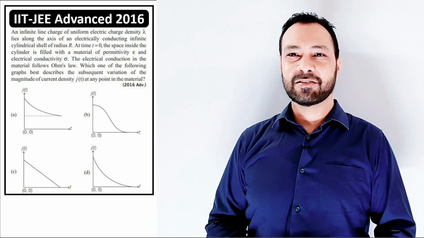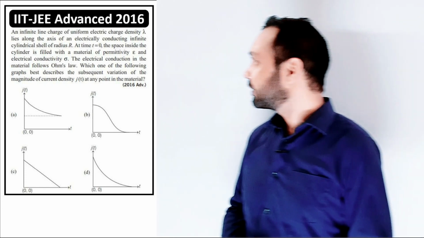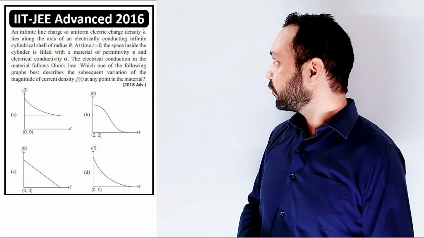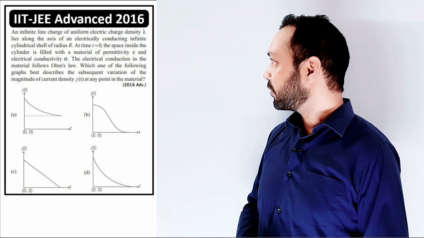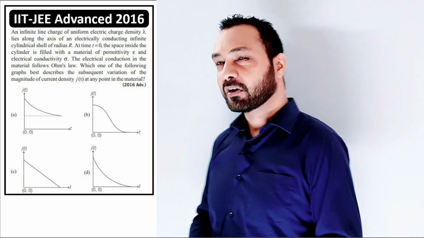Hello dear students, let's see this question of IIT JEE Advanced 2016. The question states, an infinite line charge of uniform electric charge density lambda lies along the axis of an electrically conducting cylindrical shell of radius r.